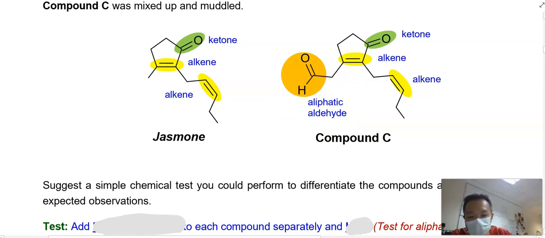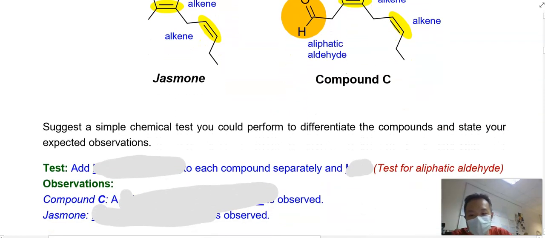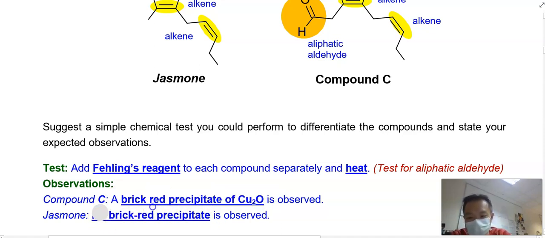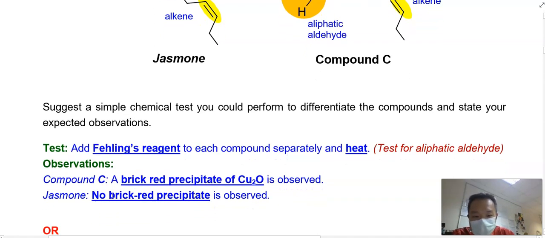So to test for aliphatic aldehyde, we can make use of Fehling's reagent, and heat. Compound C, because of the aliphatic aldehyde, will form a brick red precipitate of copper(I) oxide. And Jasmine will have no brick red precipitate. So take note of how we write observation. For observation, we write a positive statement. For the one with a negative test result, we cannot write no observation. We have to write the negative observation, no brick red precipitate in this case, for Fehling's reagent.